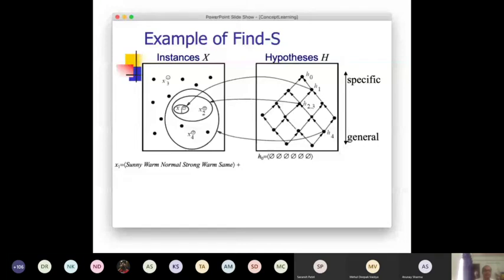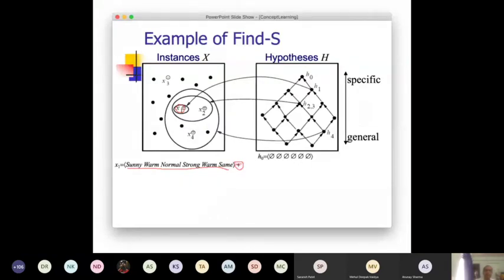Now you see that in this example, this is the instance in this space, shown here figuratively, and it's a positive example. That has also been given to you. That means you should get a hypothesis which satisfies the positive example.